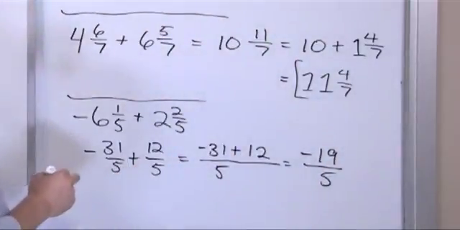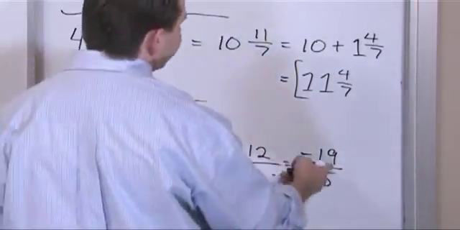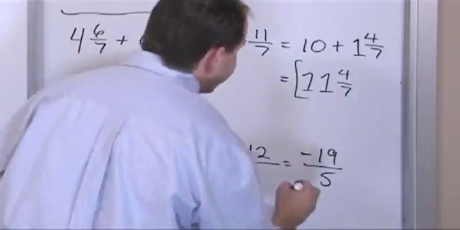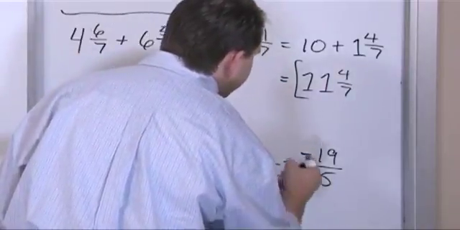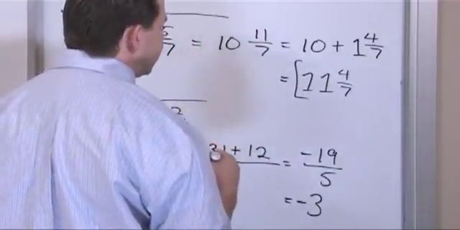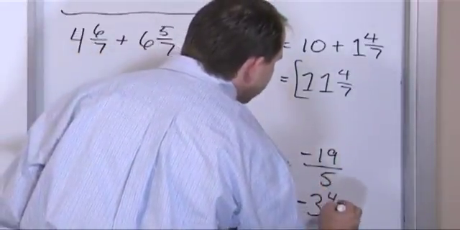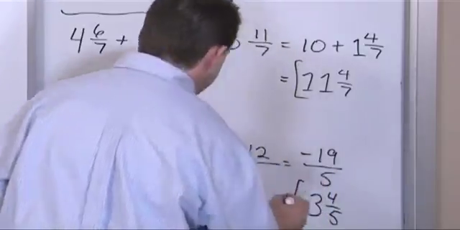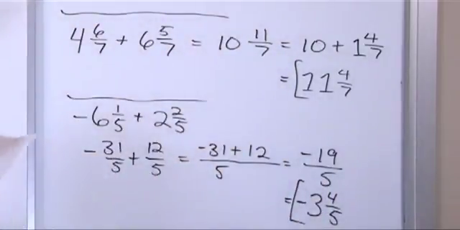So that's basically the answer, but it's an improper fraction. How many times will 5 go into 19? Well, 5 times 3 is 15, so let's keep the negative sign there. 3, and the difference between 15 and 19 is 4, so I'll write it as 4/5. So negative 3 and 4/5, and that's the answer.